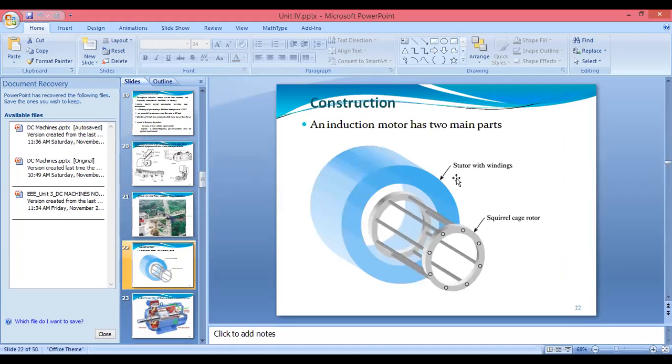So we can see the induction motor also consists of two parts. These are nothing but the stator and the rotor. The stator is available with the winding. That winding we can call the field winding. And the squirrel cage rotor, this is nothing but the armature winding, or we can say this is the main winding.